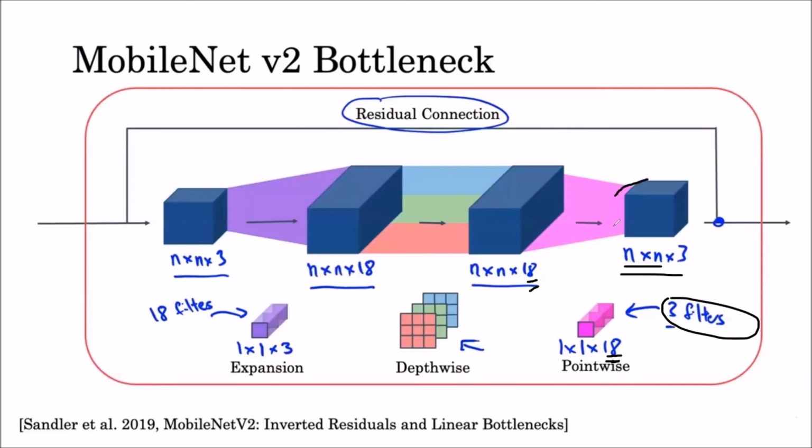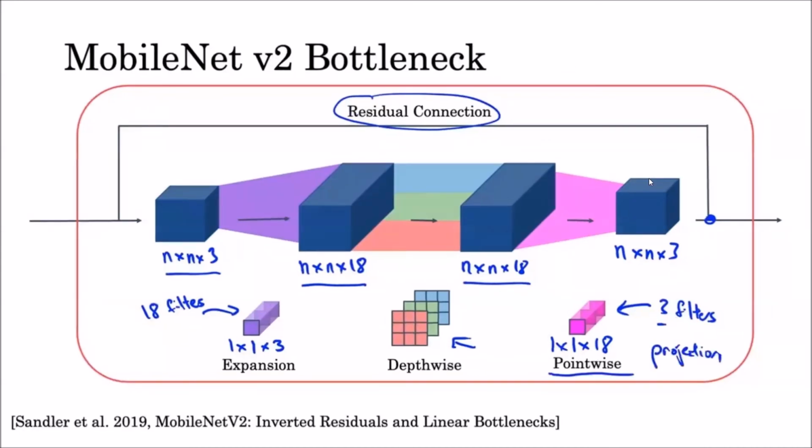You can observe the expansion of the output here, and you can observe the shrinking in the output here. So this block is called the expansion block, and this block is called the projection block. This is the expansion layer, and you can think of this as the projection layer. In both cases we are using pointwise convolution only. In between we are using the depthwise convolution.